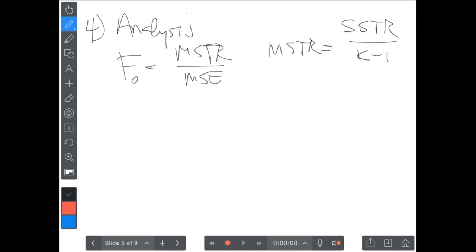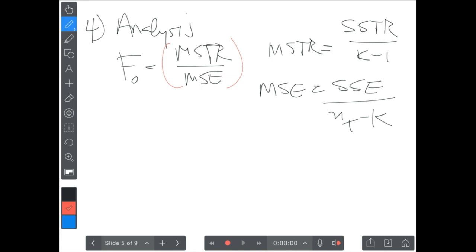Now we want MSE. MSE is equal to SSE divided by NT minus K. So SSE is the sum of squares due to the errors. Again, sum of squares. And NT minus K is the degrees of freedom, the denominator degrees of freedom. So that's also a variance. Hence you can see why this formula is a ratio of two variances, which gives us an F value.